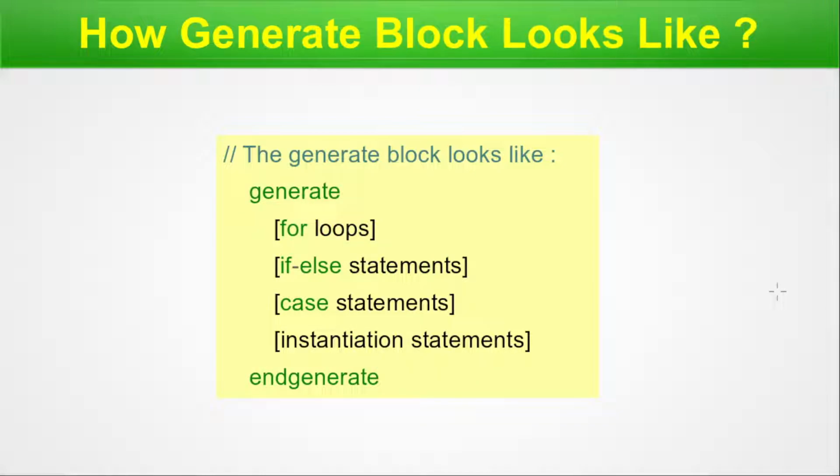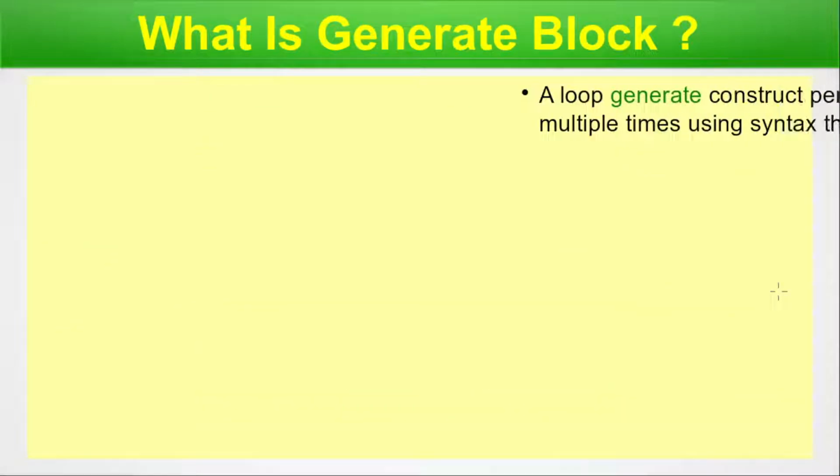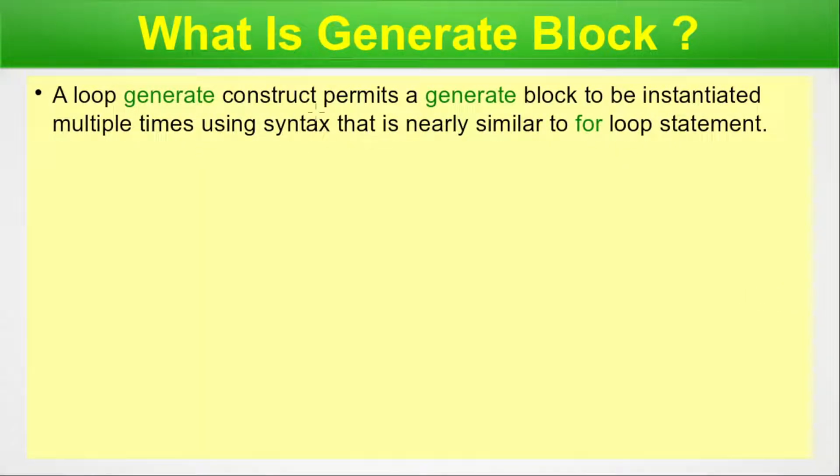Now let's deep dive inside the generate block concept. What is a generate block? Now we will have a much more in-depth view of the generate block, apart from the introduction we have just come across. So let's start. A loop generate construct permits a generate block to be instantiated multiple times using syntax nearly similar to a for loop statement. Once we go through the examples after a couple of slides of description, you will be able to relate to this comment.